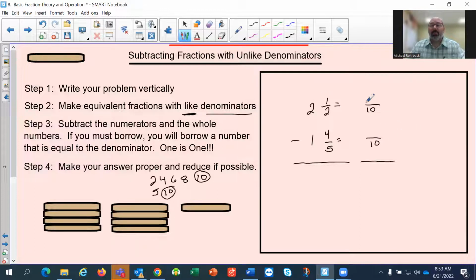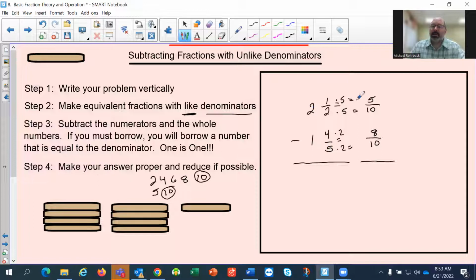How did you make a 2 into a 10? Well, you went 2 times 5 equals 10. So you have to do the same thing for the top. 1 times 5 is 5. And 5/10 is exactly the same number as 1/2. 5 times 2 is 10. 4 times 2 is 8. And 8/10 is exactly the same number as 4/5.